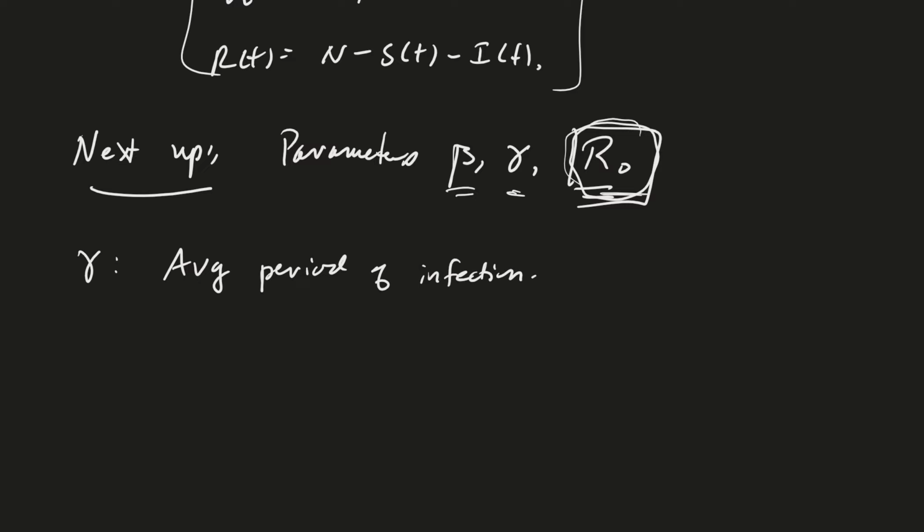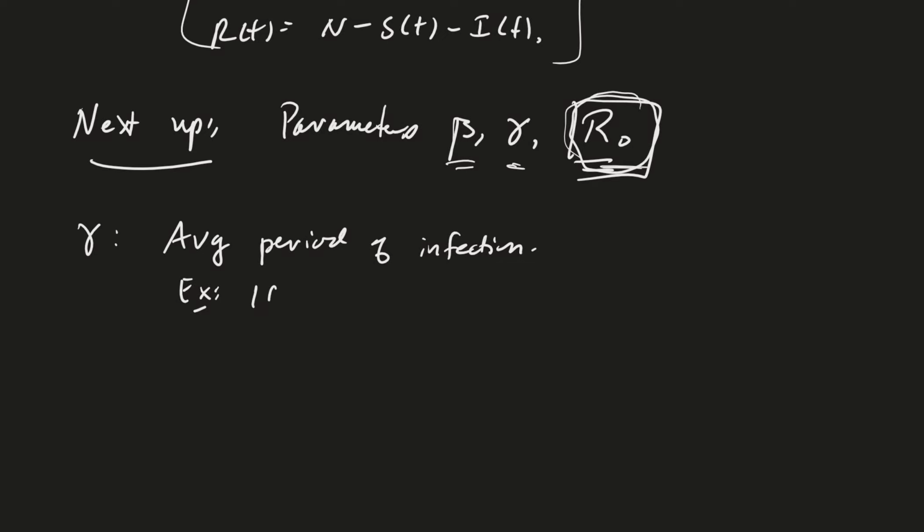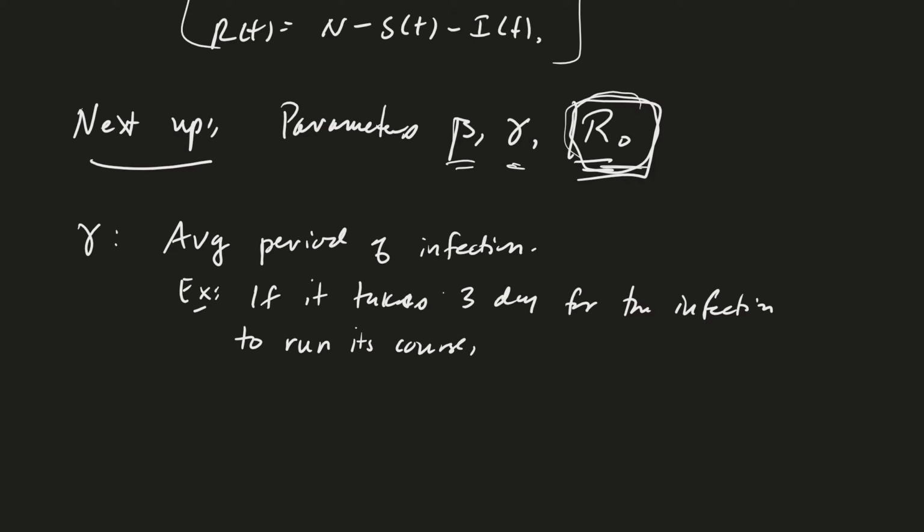Is infectiousness a word? So just as an example, if it takes 3 days for the infection to run its course, my headphones are falling off. If it takes 3 days for the infection to run its course, then we would say that gamma is 1/3.